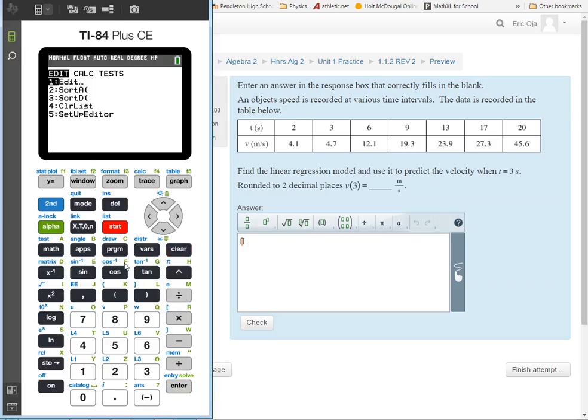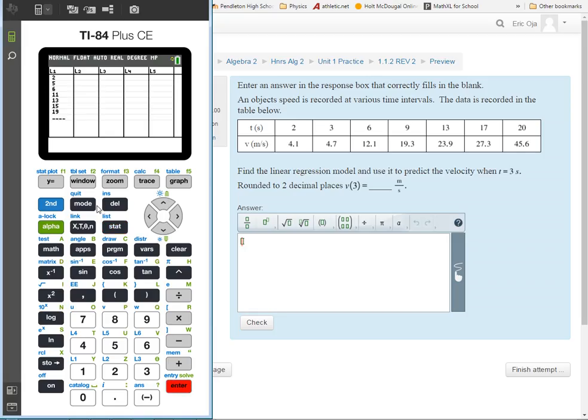So we'll go into Stat, Edit. L1 is where we put the x values, so I'm just going to change these x values. We go 2, 2 is already there, 3, 6 is already there, 9, 13 is already there, 17, and then 20.